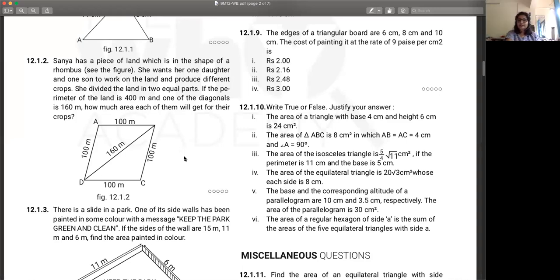But why would you need to find diagonal 2? Yes, it will be easier for calculating the area. You don't need diagonal 2. See, the question says how much area is each of them getting? Each of them, meaning she has 2 kids and she has to find the divided area. We have to find the area of the triangle. Yeah, isosceles triangle.